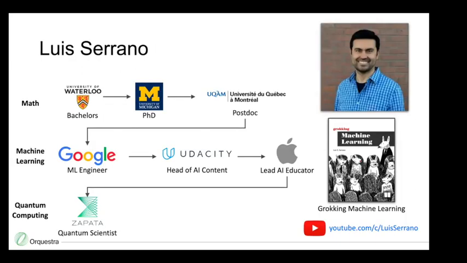So a bit about myself. I started in mathematics. I did a PhD in math and was doing research there. And then I went into some companies in Silicon Valley to do machine learning. And then later in life, I decided to join the quantum revolution. So I've been working on that lately.